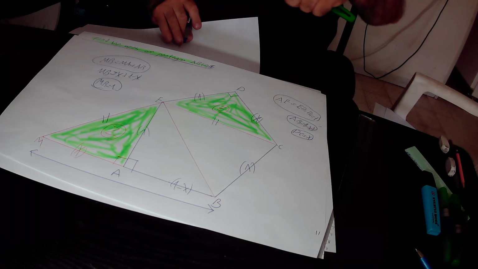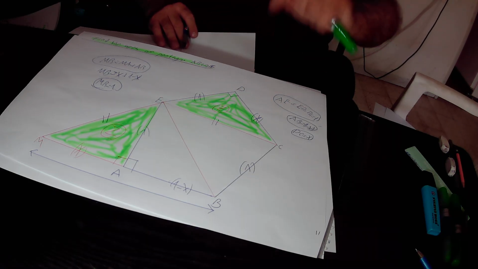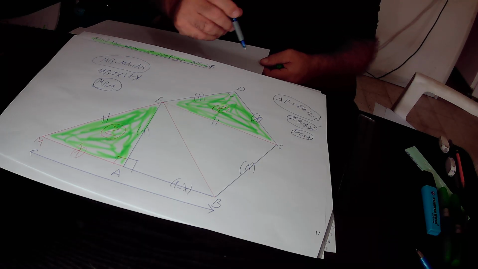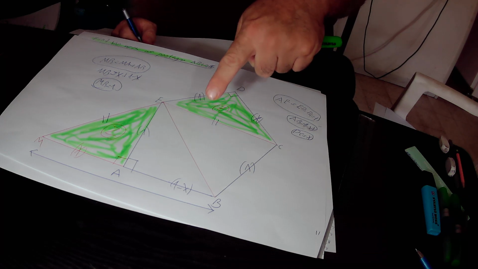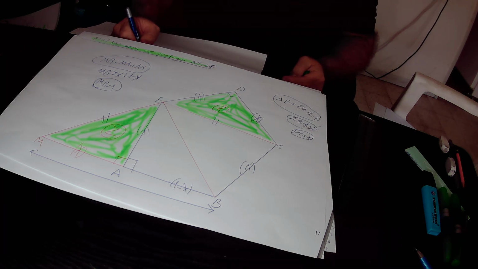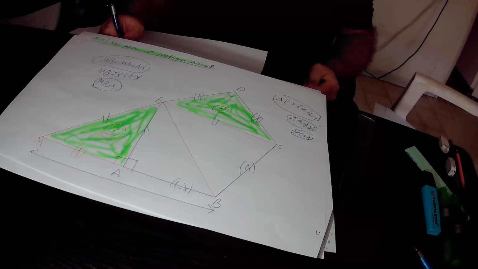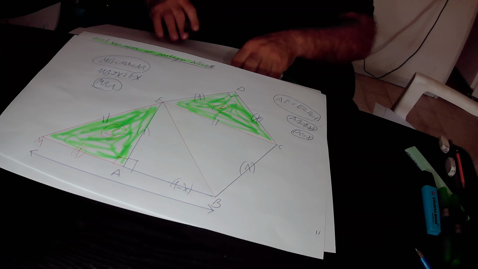So the big pentagon ABCDE must be equal to the area of this green triangle EDC plus the area of this quadrilateral ABCE. Quadrilateral ABCE. Repeat again.